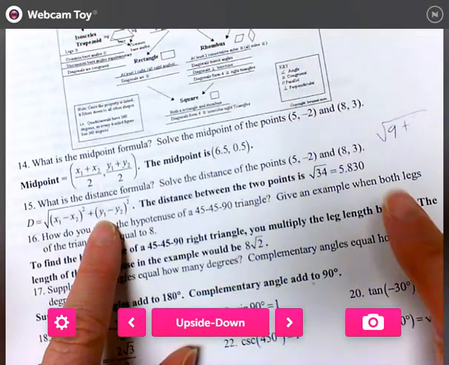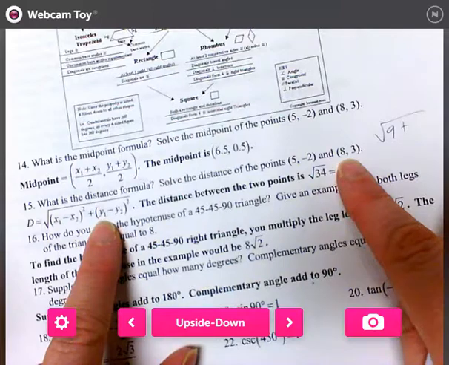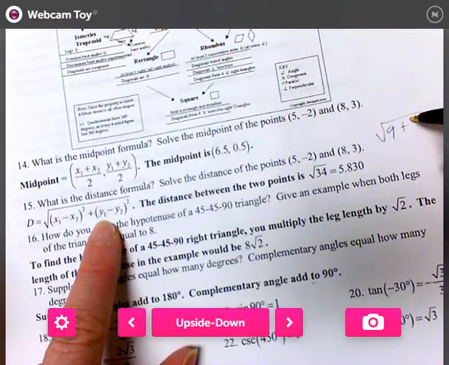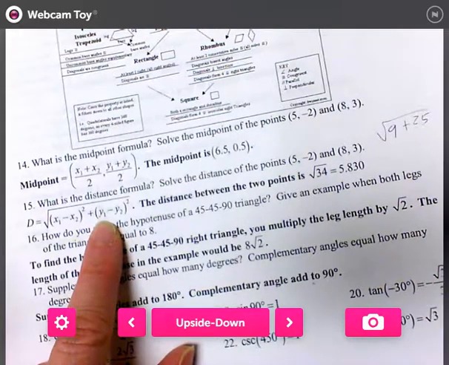Plus y minus 3 is negative 5. Negative 5 squared is 25. 9 plus 25 is square root of 34. Square root of 34 is 5.8. Oh, okay. I remember how to do it, but I didn't know how I would write it down.